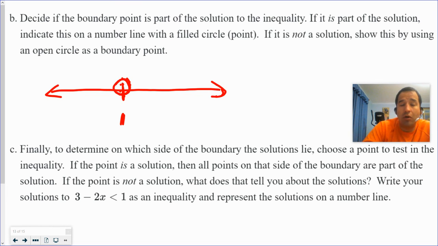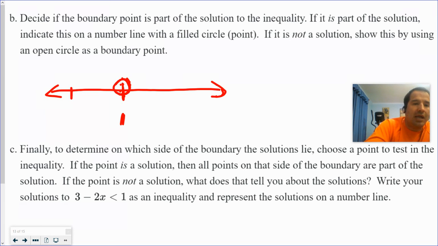Finally, to determine on which side of the boundary the solutions lie, choose a point to test in the inequality. Now, again, you're like, why? That's what we mentally did, didn't we? We actually plugged in the value. So if you actually just find the boundary point, you're not going to run into the issue that we just ran into. Okay, so let's pick a point.